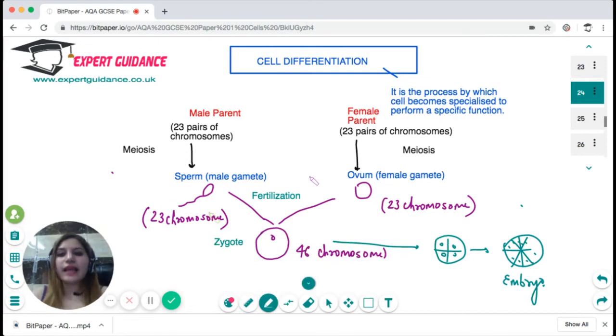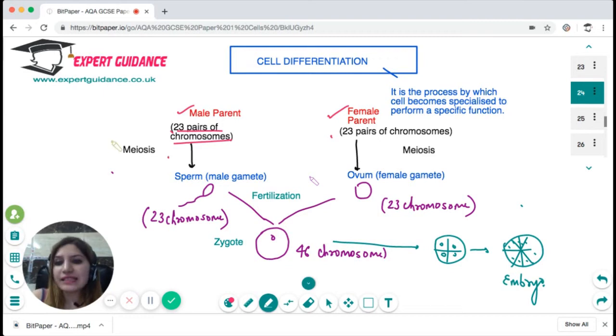Now let us look at how the process of cell specialization takes place. Now, let me first explain to you the entire life cycle of a living organism. We have a male parent and a female parent. Both male and female parents have 23 pairs of chromosomes. This is what you need to remember. We have 46 chromosomes, 23 pairs, of which 23 have come from our mother and 23 from our father.